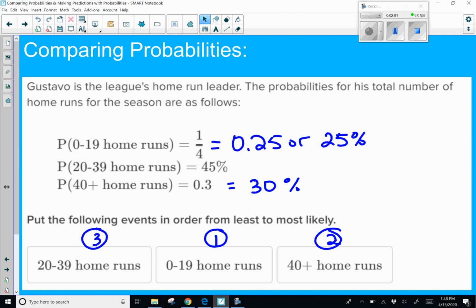And then the probability of 40 plus home runs is 0.3, which if you scoot your decimal 2 places to the right to make it a percentage, we get 30%. And now we're just ordering them from least likely to most likely. So clearly the least likely is the 25%, which is 0 to 19 home runs, which is number 1. Next would be 40 plus home runs, which is 30%. That would be 2. And then the last one would be 20 to 39 home runs, which is 45%, which is 3.